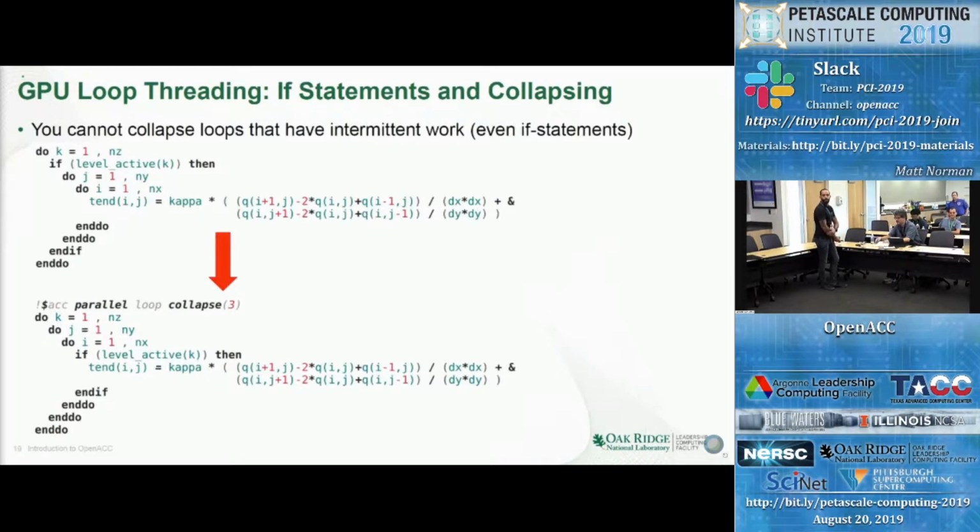When you collapse, I really should have put a slide in here for this, but take this as an example. You're collapsing 3 loops, the K loop, the J loop, and the I loop. What this effectively does is it creates a new loop that is indexed over nx times ny times nz. So it literally smashes all of these loops together into a single loop that can then be threaded and divided among vector and gang for you under the hood by the compiler. And in my experience, this usually performs better than trying to make, say, the I loop vector, the J loop worker, and the K loop gang.